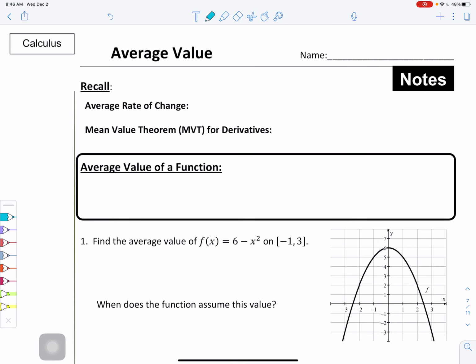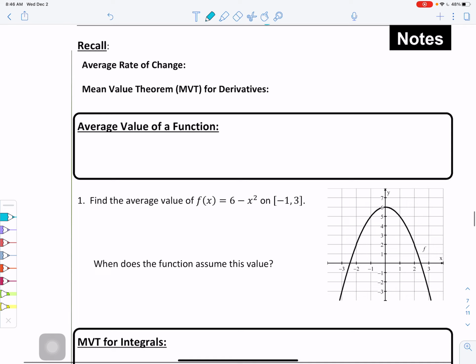This is part 2 of topic 6.4, and we'll be covering the average value of a function. I also call it f average, or you could say fav. Okay, so let's recall a few things.